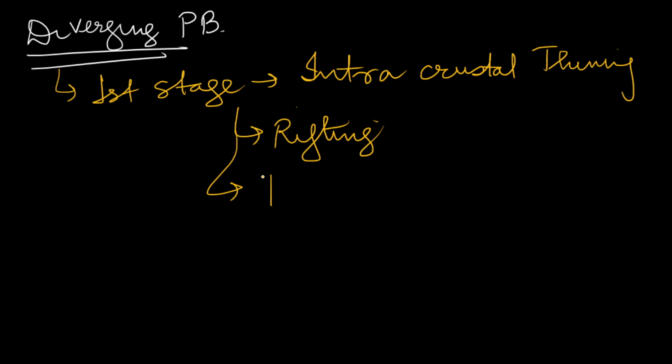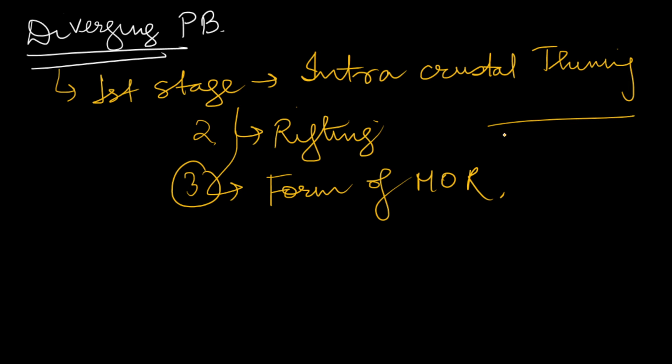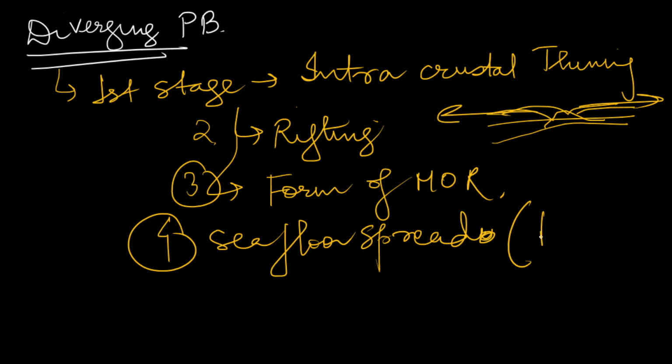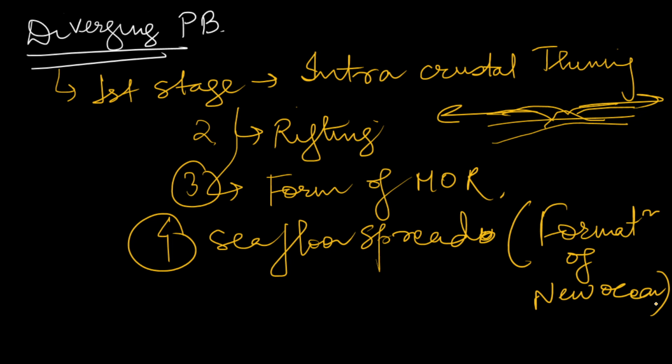Then in the third stage, you will see the formation of the mid-oceanic ridge. So what happens? First of all, the crust gets thinned, then this thin part starts to become a ridge, and from this ridge the mid-oceanic ridges are formed, and then from this ridge volcanoes erupt and they start to spread. Number 4 is seafloor spreading. In seafloor spreading, you will find the formation of new oceanic crust. So this is about the diverging plate boundary.